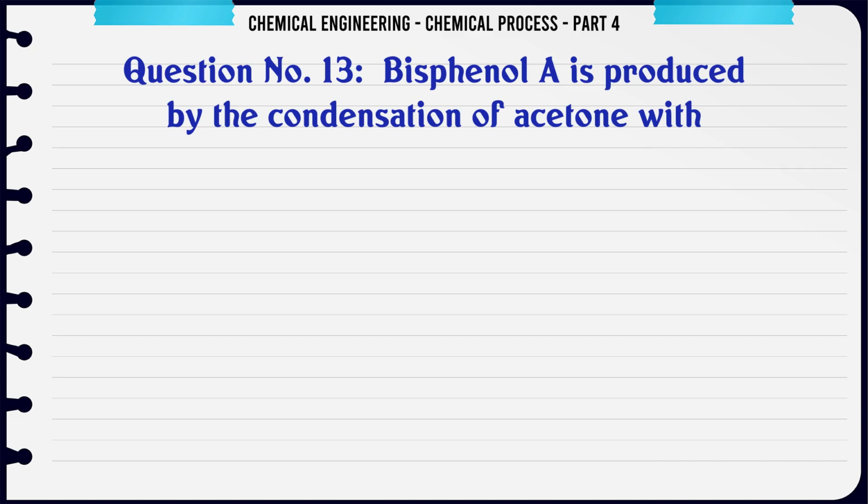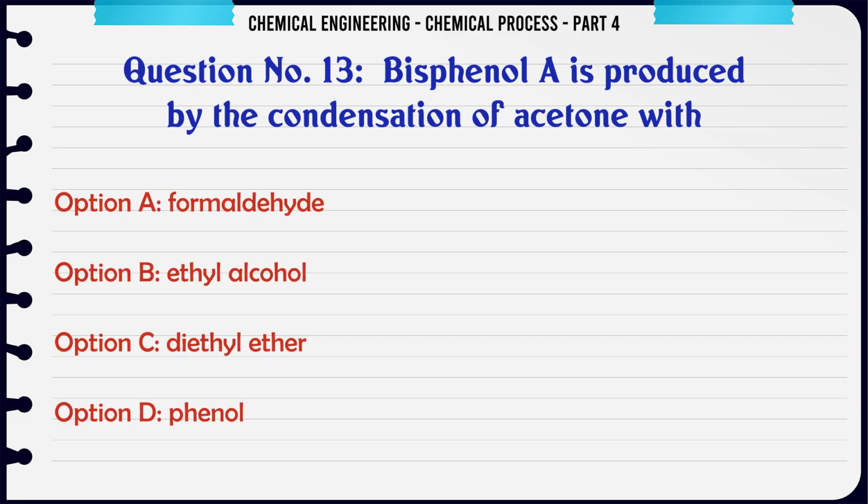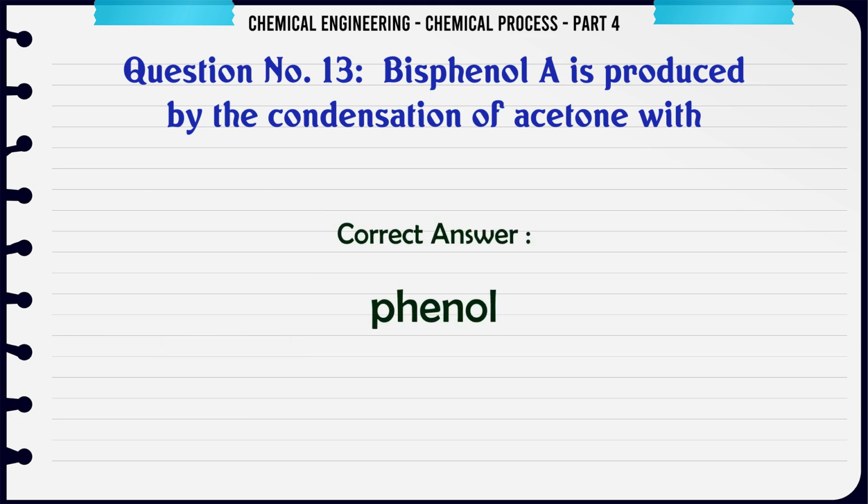Bisphenol A is produced by the condensation of acetone with A. Formaldehyde, B. Ethyl alcohol, C. Diethyl ether, D. Phenol. The correct answer is phenol.